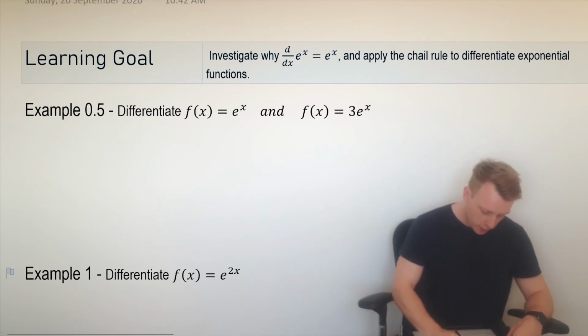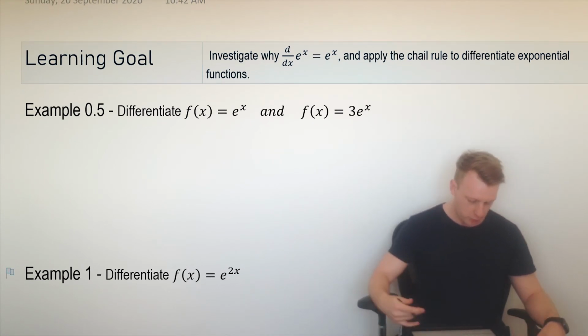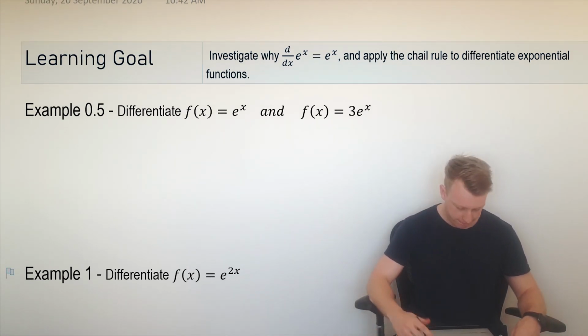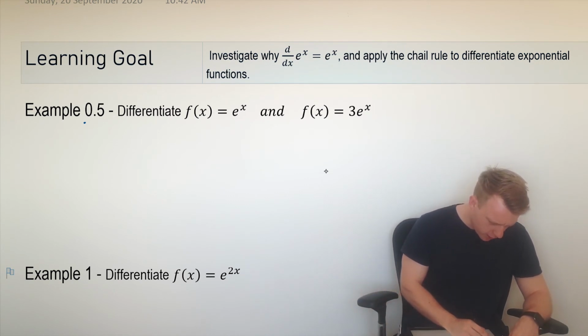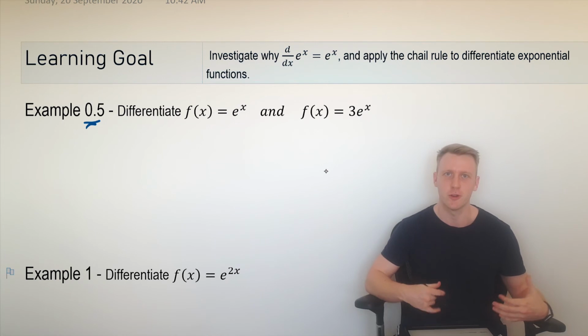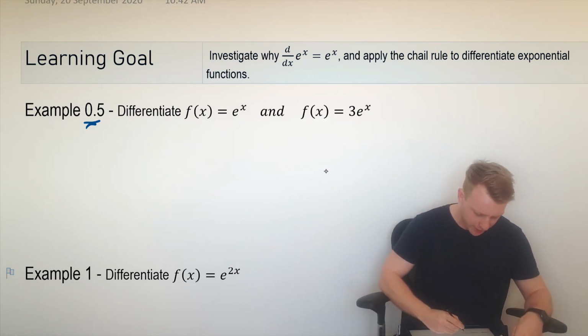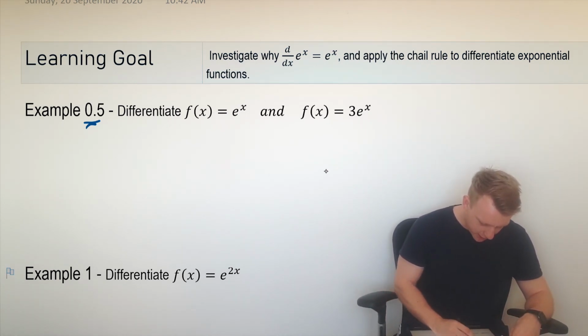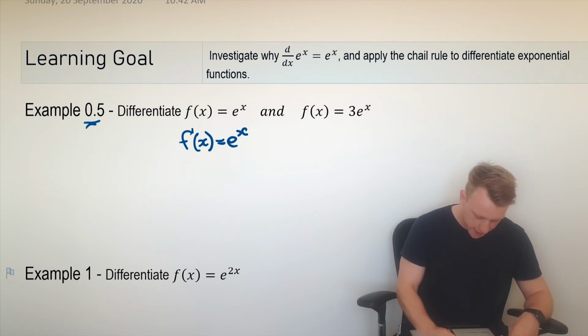Okay, so we're going to have a look at a few examples really quickly. Differentiating. So this first part here, I'm just calling this 0.5 because I think you need to be able to do these first two in order to really apply it. So if we've got e to the x, that means that the derivative is equal to e to the x. There you'd be done, right?